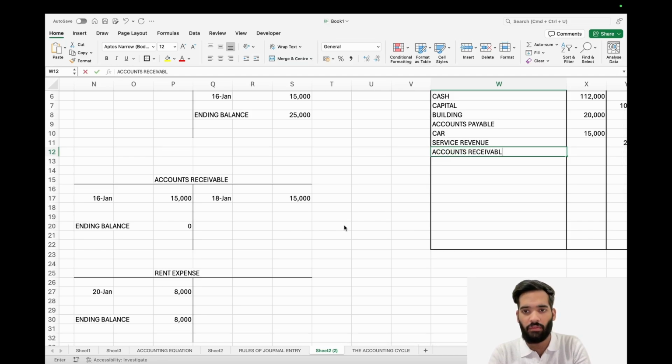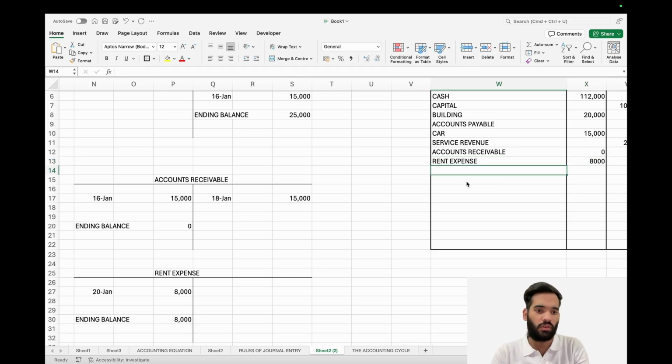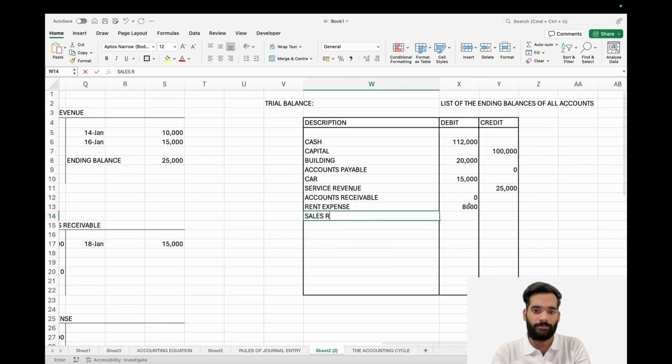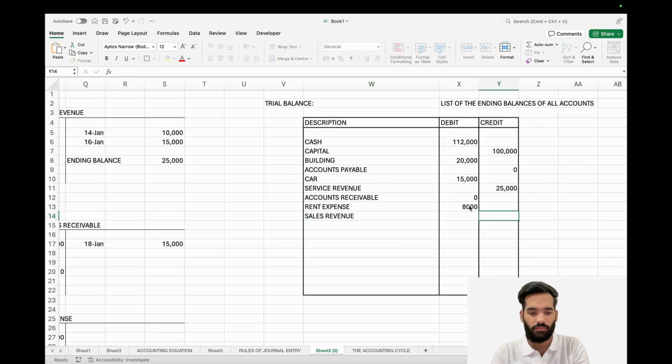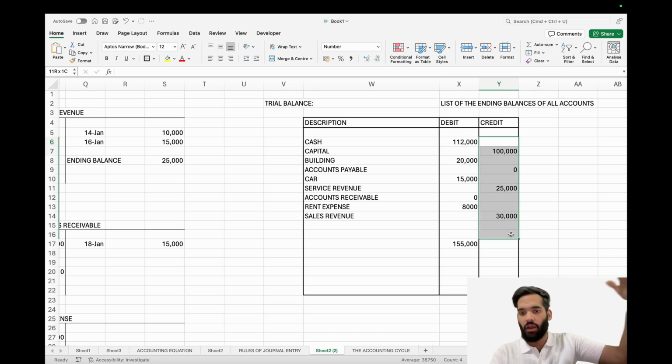Accounts receivable we have now, which apparently is 0 since we have already received all of the money we were supposed to receive. Rent expense is a debit of $8,000, and I think the last account, sales revenue, $30,000 credit. Now this is the moment of truth. What will happen is we will do the total on the debit side and the total on the credit side after we have recorded all of the ending balances.